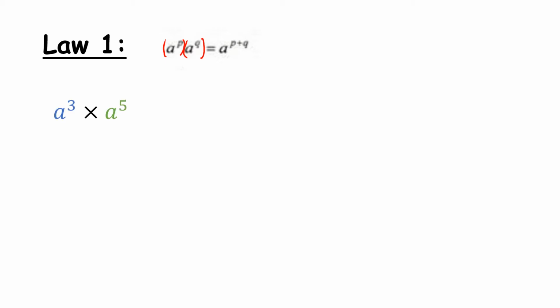So if we were to do an example, let's look at a to the power of 3 multiplied by a to the power of 5. So we would say that that is simply a to the power of 8. But where does that law come from?